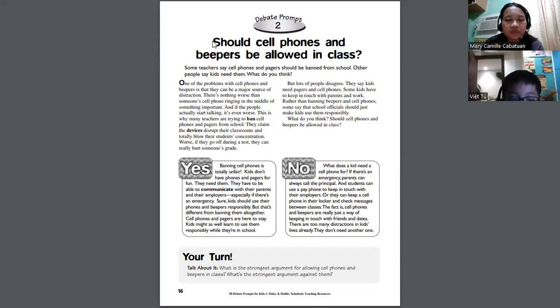So here, this is the second issue, the one we used a while ago. So should cell phones and beepers, do you know what a beeper is? I don't know what a beeper is. It's the small thing, just like a cell phone, but it just beeps when someone texts or calls you. I think it was used in the late 80s. It's your mom and dad's time. So that's a beeper, Viet.